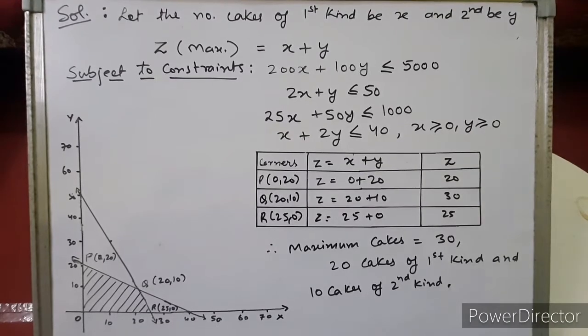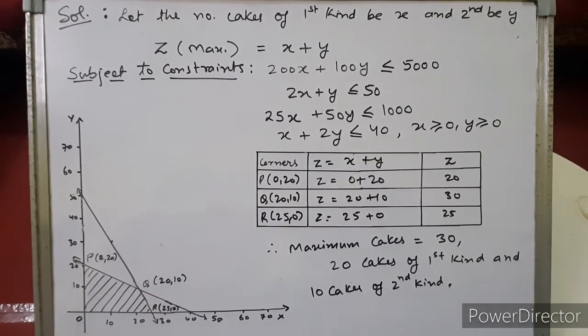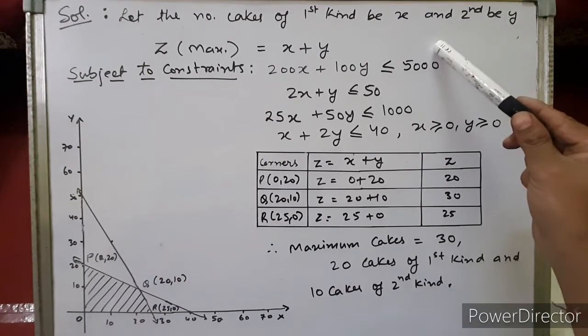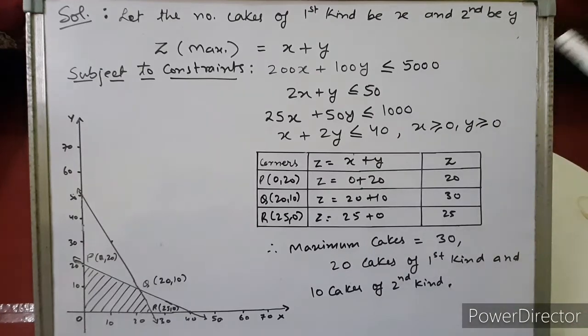Okay, let's see the solution, children. Now we'll assume that the number of cakes of first kind be x and the number of cakes of second kind be y. So we will be calculating the maximum number of cakes that will be produced including first kind and second kind. So we will assume that the objective function z, which will be maximum for x plus y. That means x is the number of cakes of first kind and y is the number of cakes of second kind. So z maximum equals x plus y will be our optimal function or objective function.